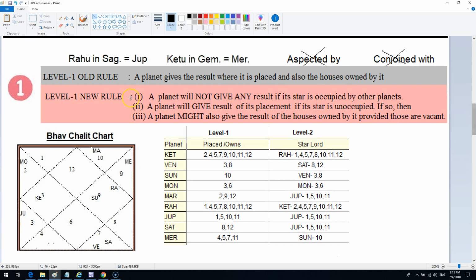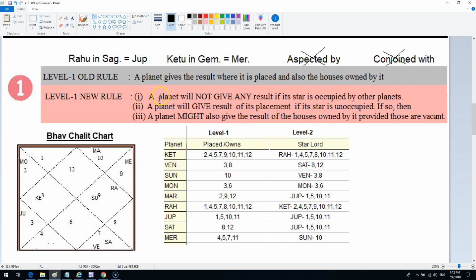So the old rule said that a planet gives the result where it is placed, and also the house it owns. In other words, if you look at Venus, then it says Venus will give the result where it is placed, and also the houses it owns. So where is Venus placed? Venus is in the 8th house. And what houses does Venus own in this chart? The 3rd house and the seventh, anyway, we've already discussed the seventh. So following the old rule or the old method, we say that Venus at level 1 is going to indicate the third and the eighth house.